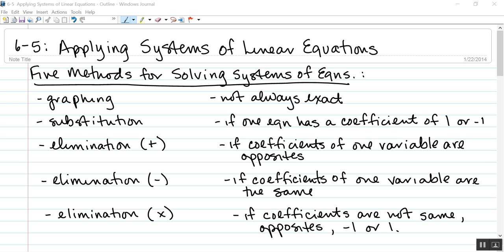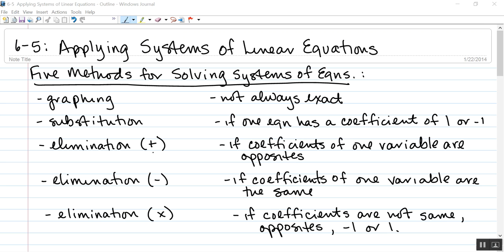It works well if the two lines cross at a nice point that is actually integers, but that's not always going to be the case. The second method we looked at was substitution, and that works well if one equation has a coefficient of 1 or -1. And remember, then you solve that equation for that variable and substitute that into the other equation.